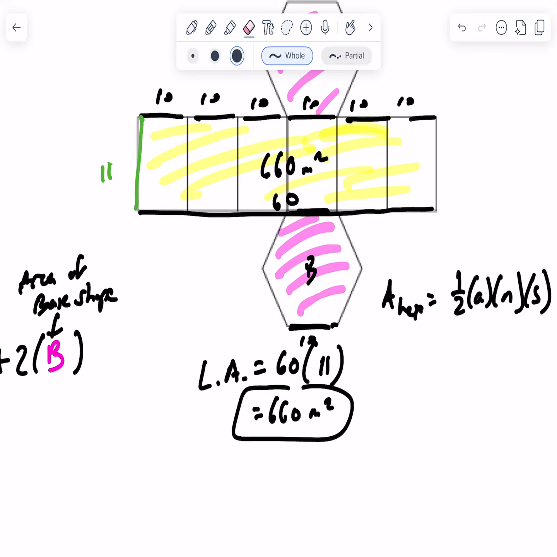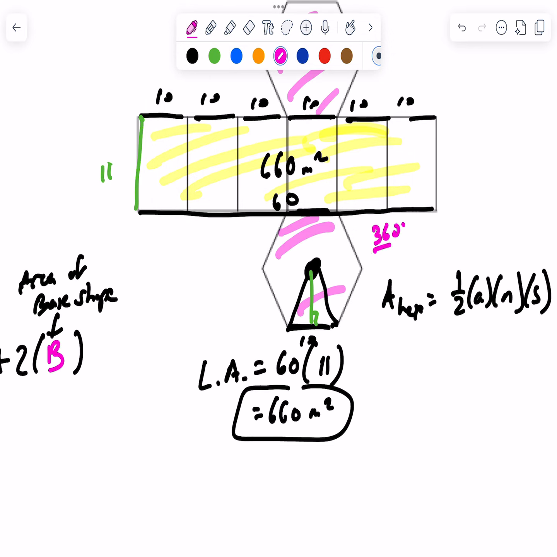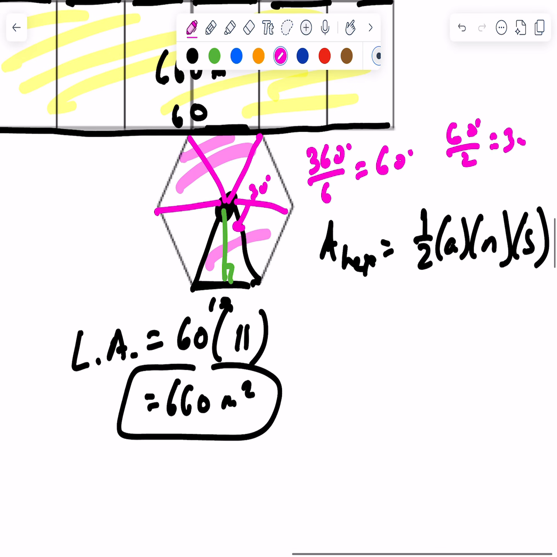Let me erase the big B just for a second. We're going to put a little dot right here in the center and make a triangle, draw the apothem, and figure out the angle. Special triangles are awesome. Let's take 360, divide it by 6. We get 60 degrees for each of these. Take 60, cut it in half again, and we get 30. So this right here is 30 degrees. It's a 30-60-90.